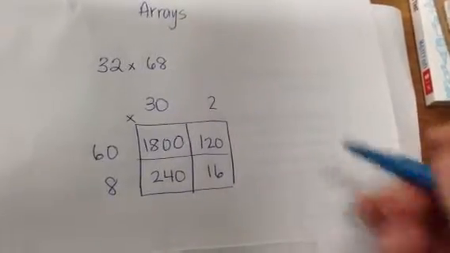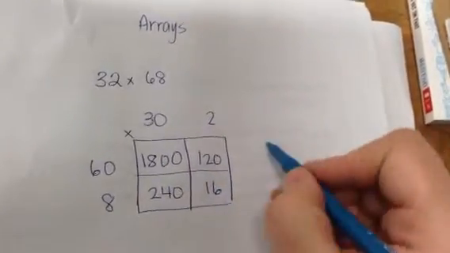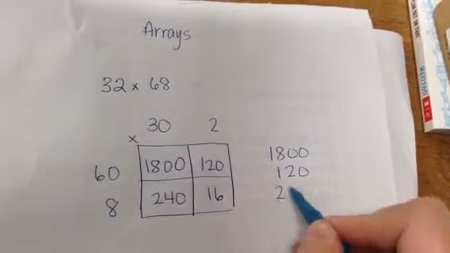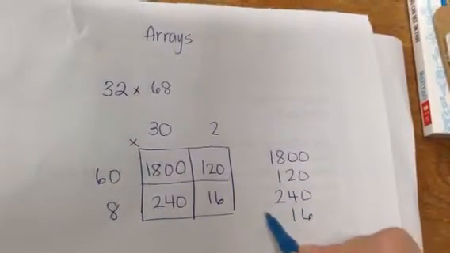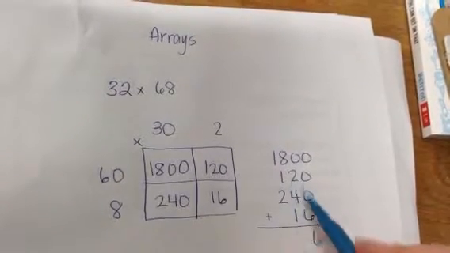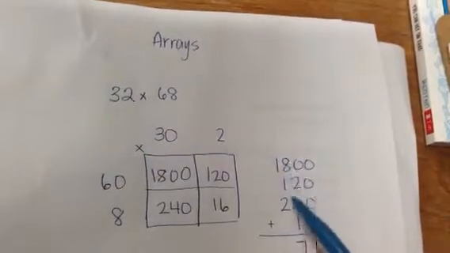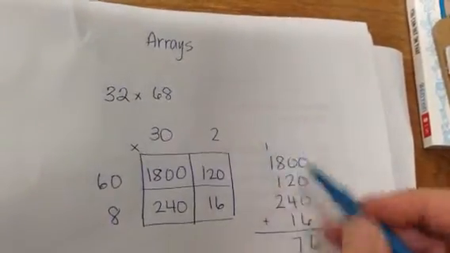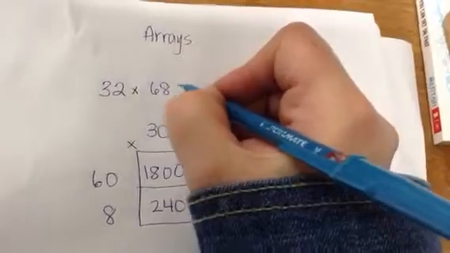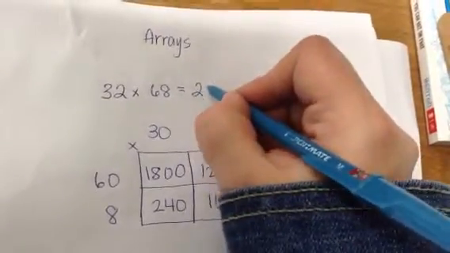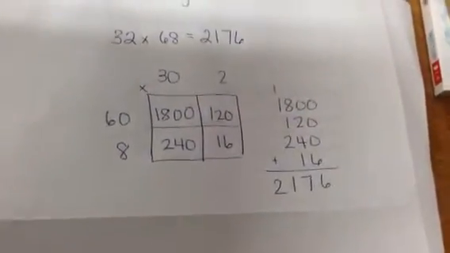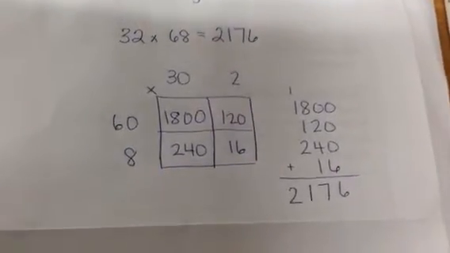What we need to do next is add up all of our products in here. So 1,800, 120, 240, and 16. So we've got 6 ones, 4, 5, 6, 7 tens, 8, 9, 10, 11 hundreds, which is like 1,100, and 2 thousands. So 32 times 68 is 2,176.